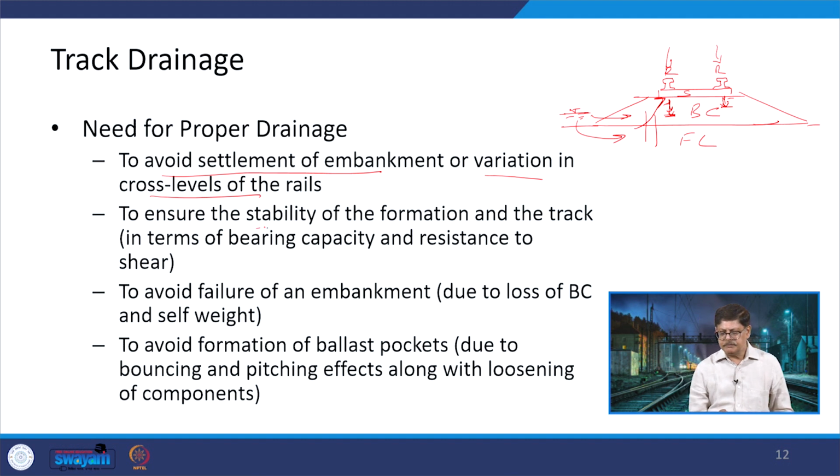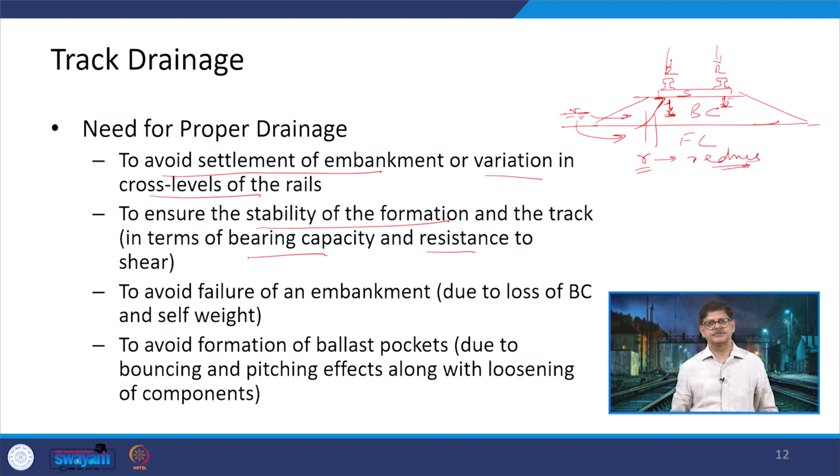To ensure the stability of the formation and the track in terms of the bearing capacity and the resistance to shear. So, that is what we are talking about here, that this is stability as the water seeps in. Whatever is the density with which they have been compacted, this density will reduce because of the presence of the water, and therefore, its load taking capacity will reduce.